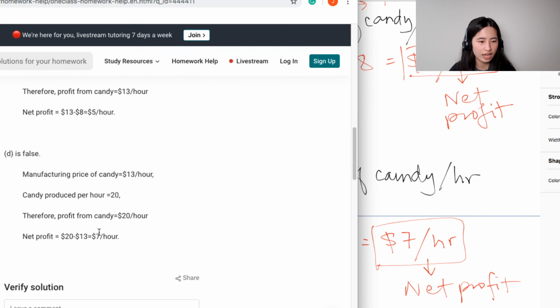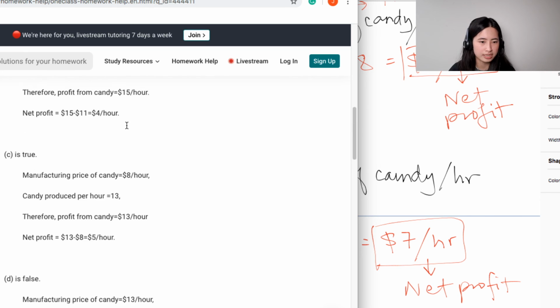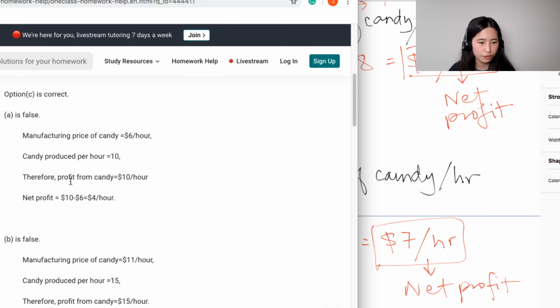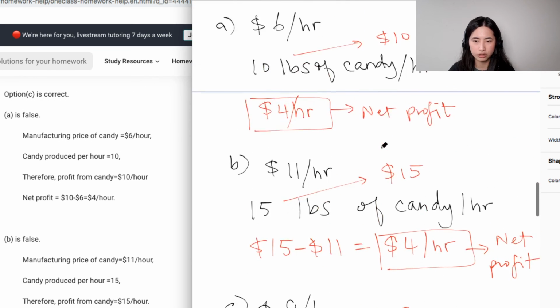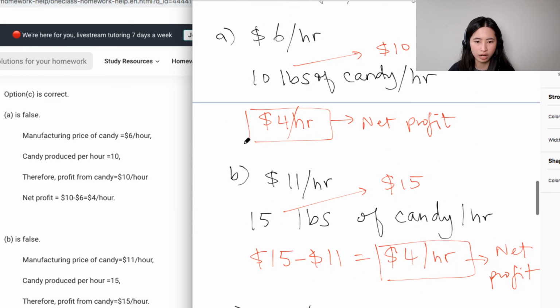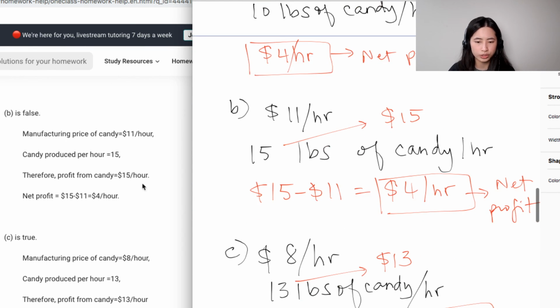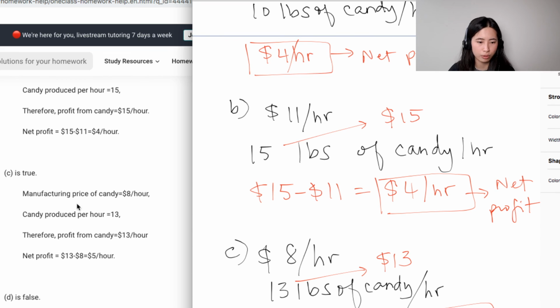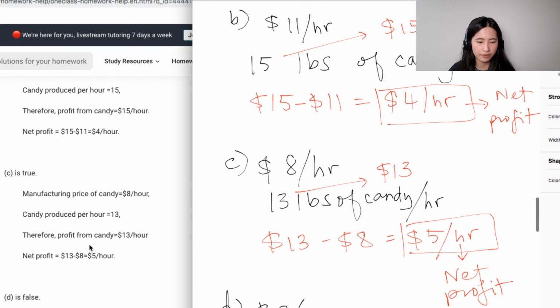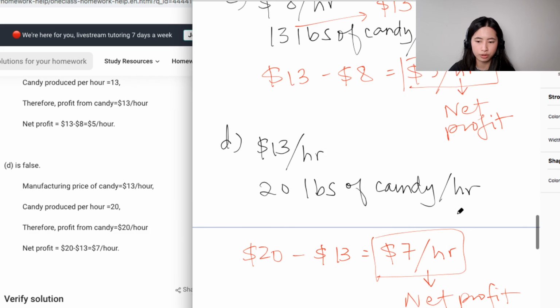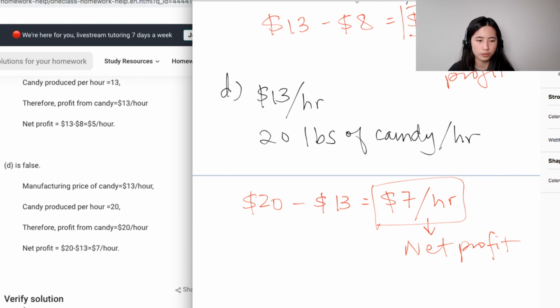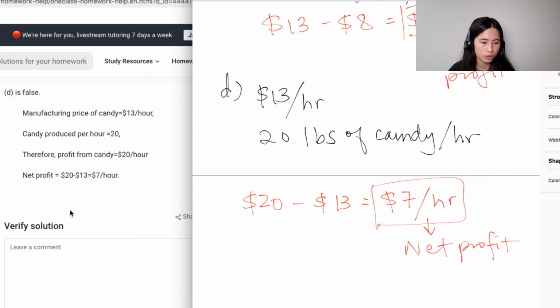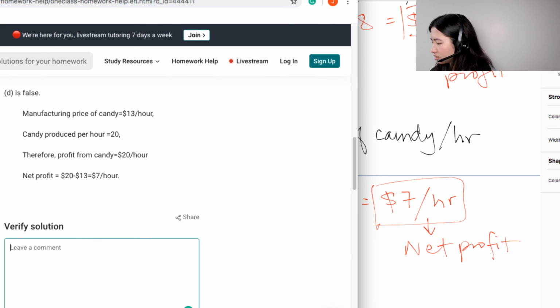Okay, so this is what they showed us, which is pretty much the same. For part A, they said it's $4 per hour, and that's what we got. For part B, it's also $4 per hour. That's the net profit. Part C, it's $5. That's true. And for part D, it's $7. That's why it's C. That is true. So perfect. Nothing to correct.